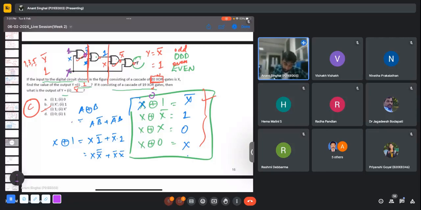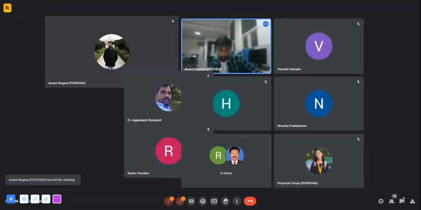So for even it will be 1, and for odd it will be x. I guess this was the answer only. So 1 and x will be the final answer if XNOR was used instead of XOR here. So let's move ahead. Maybe, yeah. So just try this question out.